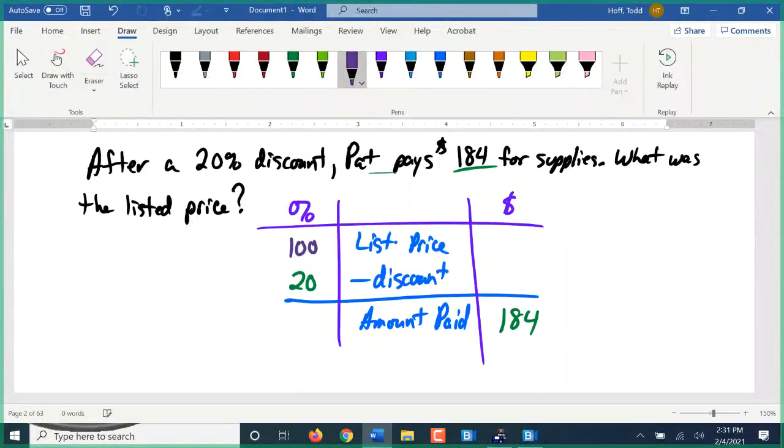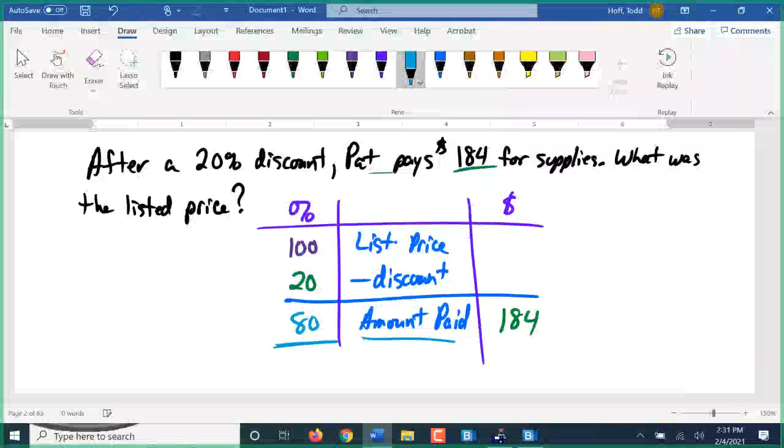Remember, we said that base amount is usually the starting amount. And now we can find the percent for the amount paid because the numbers have to add up, or in this case, they have to subtract. 100 minus 20 is 80. The amount paid is 80%. We're looking for the list price, so we're looking for this number here.